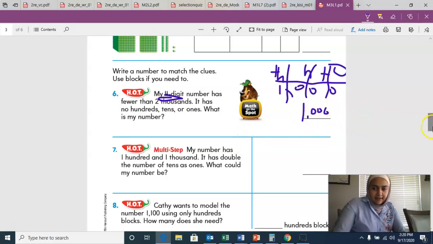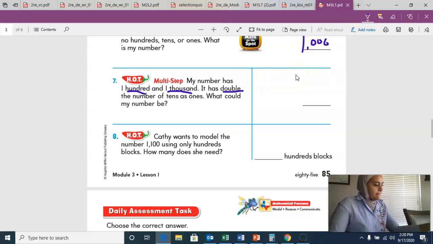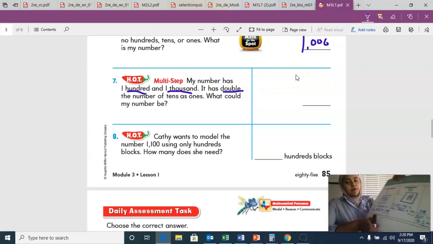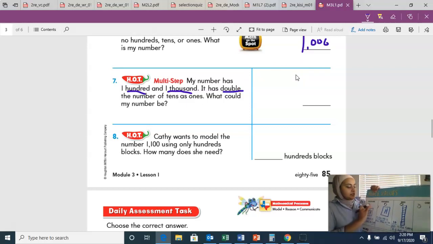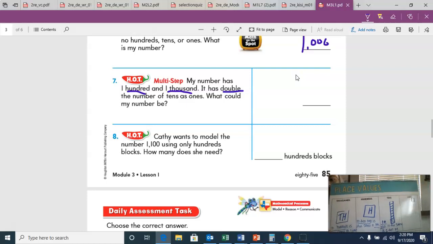All right, let's look at this next one. My number has a 100, it has 1,000, and it has double the number of tens as ones. Double means adding it twice. What could my number be? So I'm going to get my board. You're going to draw your ones, tens, hundreds charts on your paper while I use the board, because me writing on the computer isn't very neat.